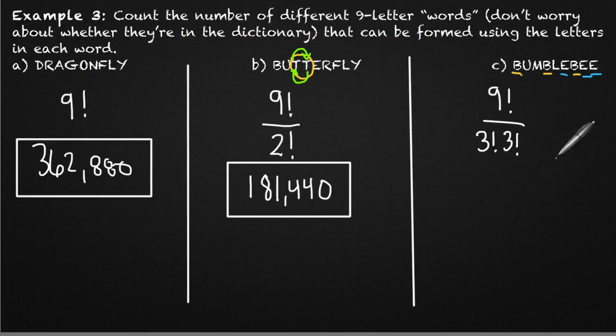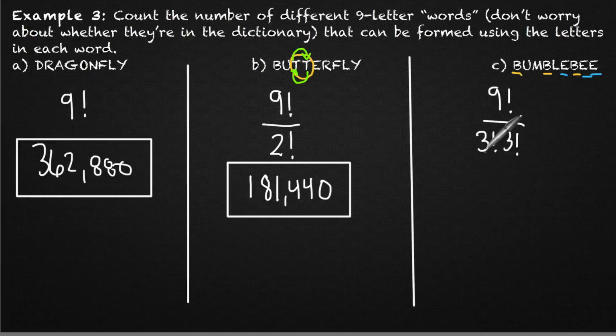Now, there's a couple things I want to make sure you know that you can and cannot do with these factorials. 3 factorial times 3 factorial is not 9 factorial. It doesn't work like that. Let's think about that. That doesn't make any sense because then you'd have 9 factorial over 9 factorial, and anything over itself is 1. That means there's only 1 word you could spell with bumblebee? No, I don't think so. So you have to work these out separately.